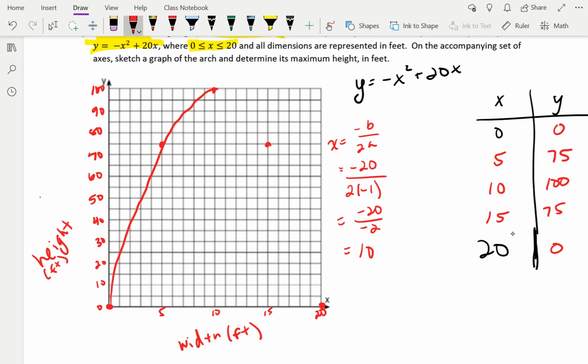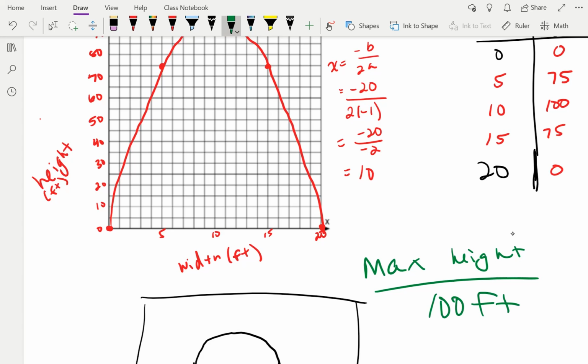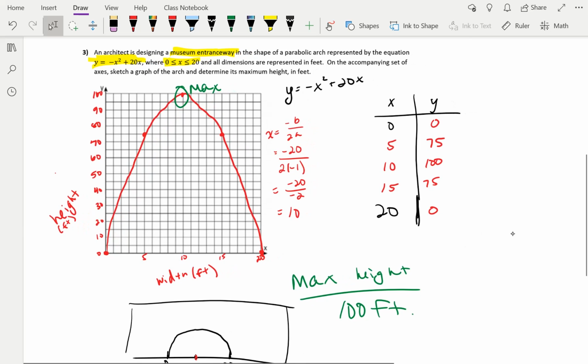So we're going to connect those best we can as a parabola. Ugh. Doesn't look great, but that is what the archway would look like. And you can see right here we have a maximum. So the max height is 100 feet. And there we go. We've answered all parts of the question. And now you can see that quadratics can be used to solve more than just projectile motion questions when we're talking about real-world problems.